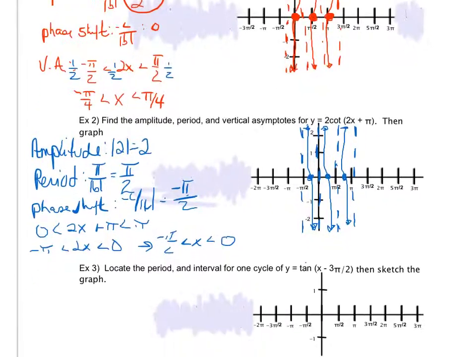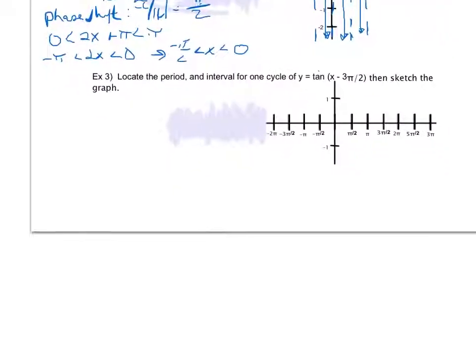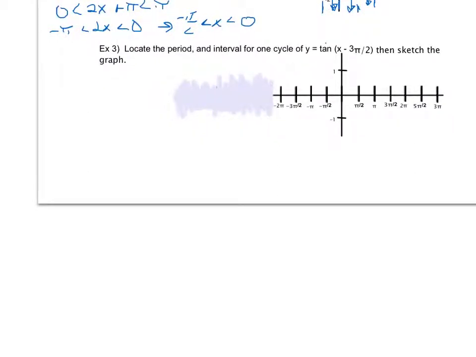We'll go ahead and look at one more example with tangent. This is a great one for you to try at this point. This will be the final example. All right, so first thing I have to do is find my period. So again, it's going to be pi over absolute value of B. So my B is 1 in this case, so my period is pi. Next thing it asks me to find is my interval, so I'm not asked to find too much here.